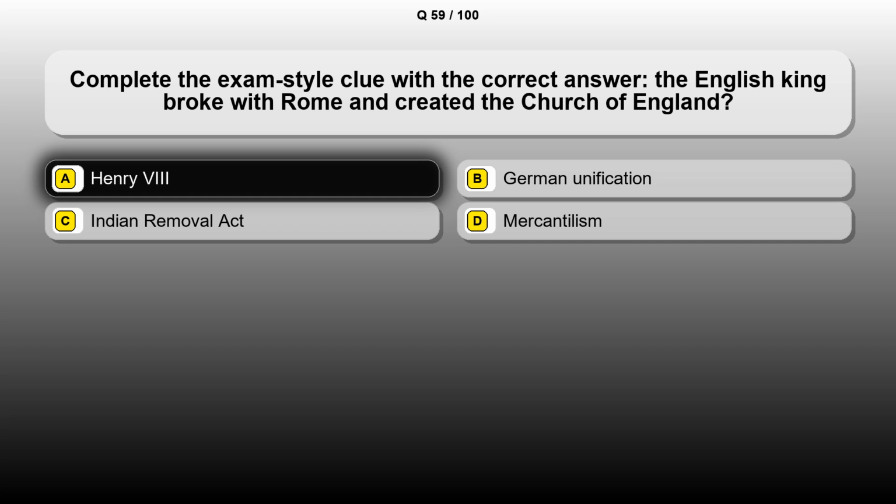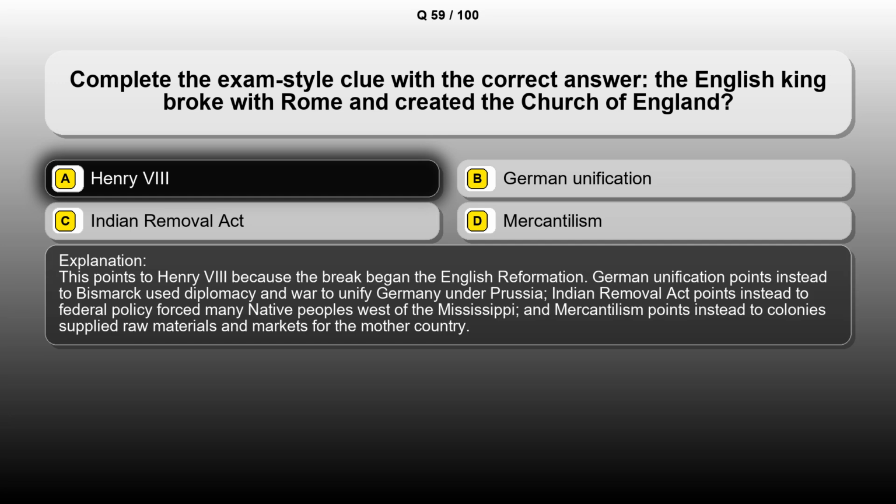The correct answer is option A, Henry VIII. This points to Henry VIII because the break began the English Reformation. German unification points instead to Bismarck used diplomacy and war to unify Germany under Prussia. Indian Removal Act points instead to federal policy forced many native peoples west of the Mississippi, and mercantilism points instead to colonies supplied raw materials and markets for the mother country.